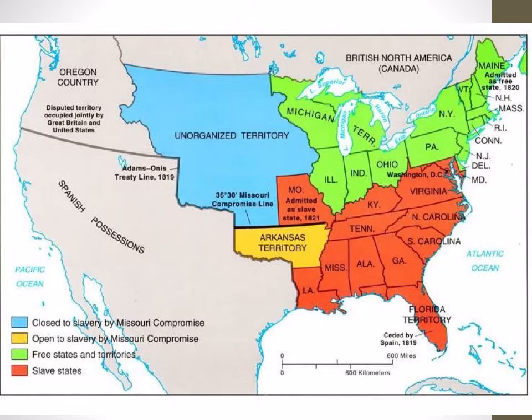If you look at the map here, you can see the Missouri Compromise line is at the bottom of the blue territory, right above Arkansas Territory. So no state could be a slave state above that line other than Missouri or existing states. Every other state that came in above that line must be a free state.